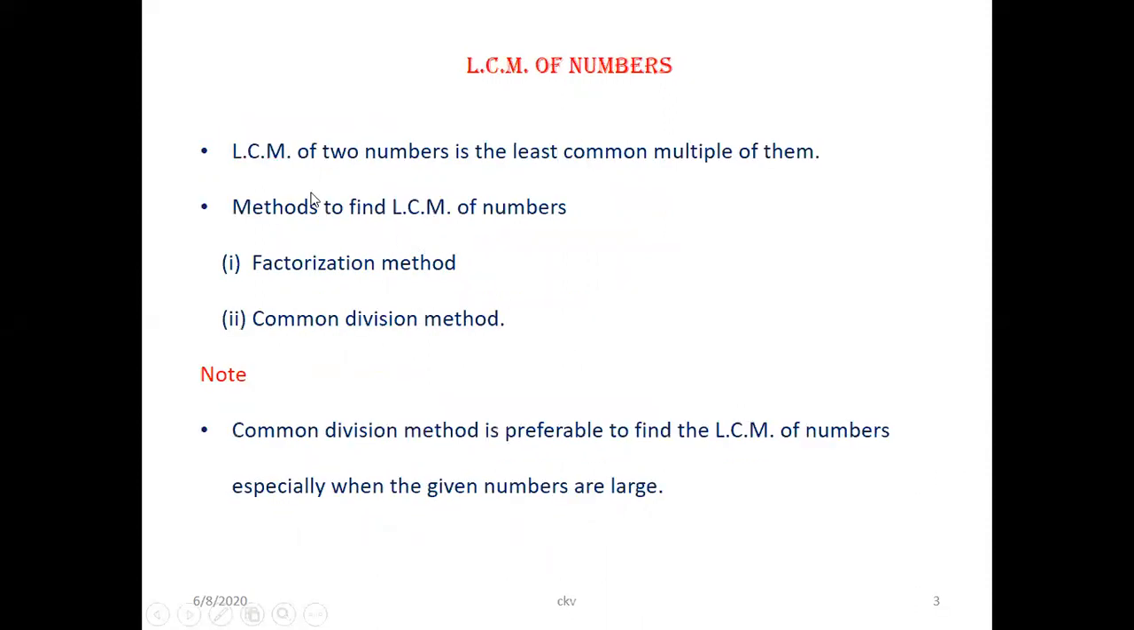LCM of two numbers is the least common multiple of them, and these are the different methods of finding out LCM of the numbers. One is the factorization method, the other one is the common division method, and the common division method is actually preferable to find out LCM of numbers, especially when the numbers are large.